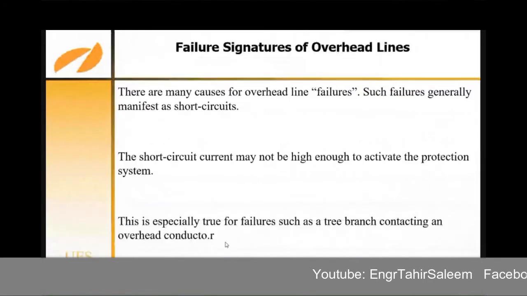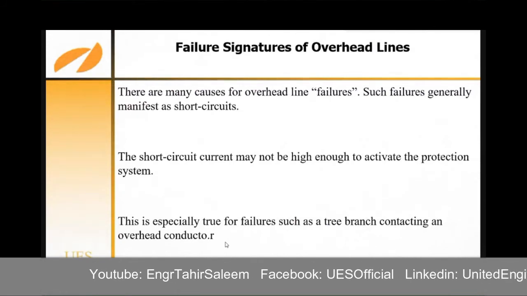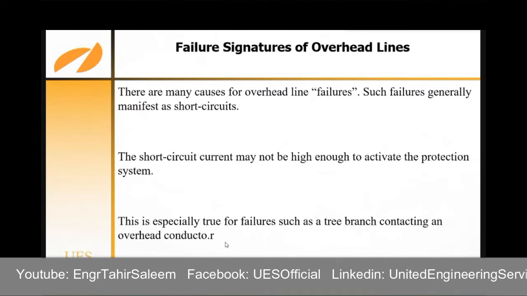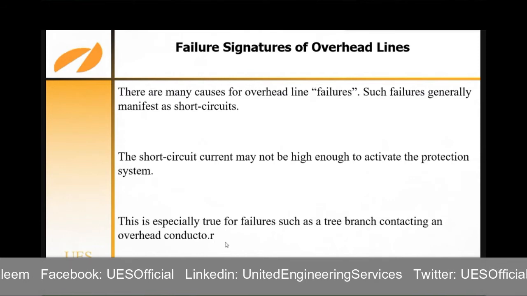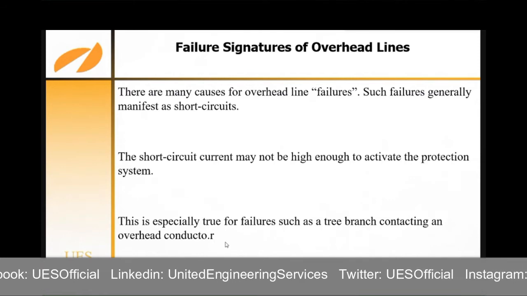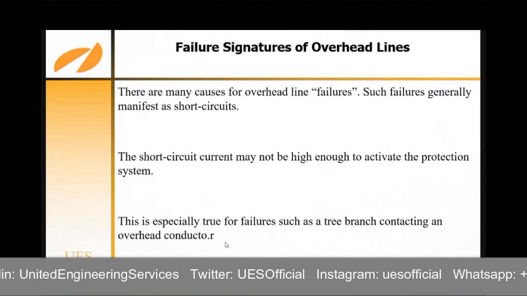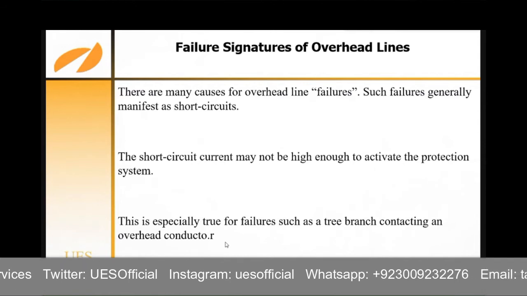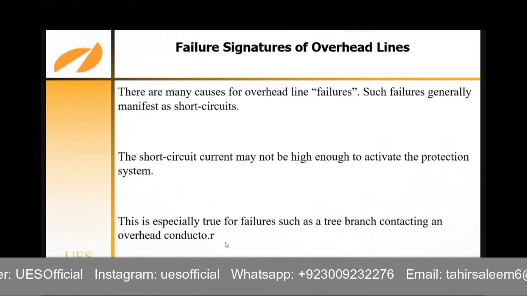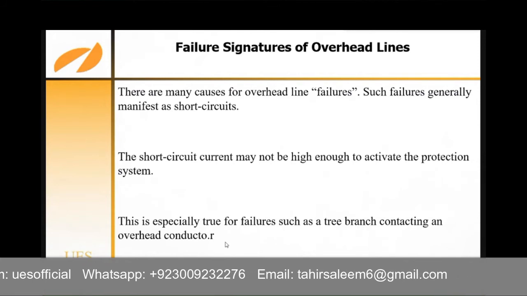Now for the overhead lines, as we know, there are many cases of overhead line failure. Such failure generally manifests as a short circuit, because overhead lines are mounted on towers that work as a channel for the flow of electricity, mainly from the power generation to the grid station, and then from bigger grids, 500 to 220 grid, then 220 to 132 grids, and this goes on.